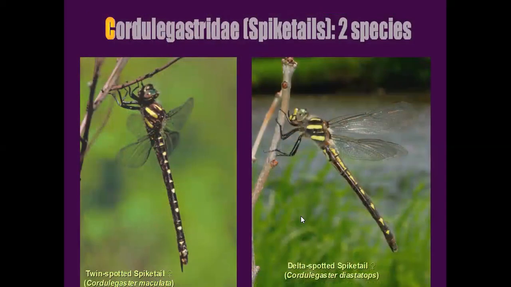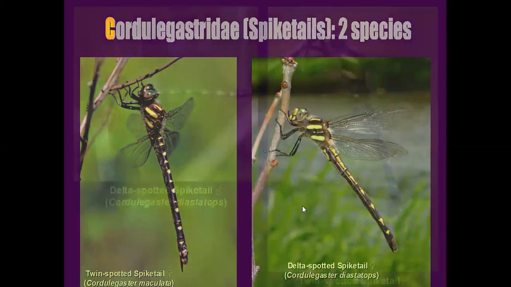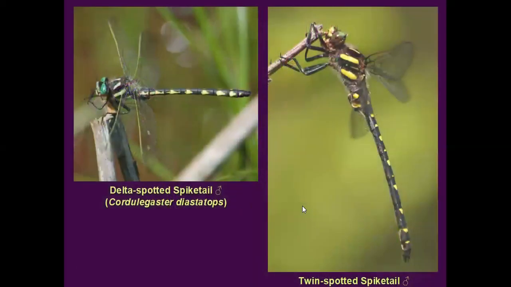A small group of dragonflies called the spiketails. The females have spikes on the end of their tail to jab their eggs into the mud. So here are 2 females of the 2 species of spiketails we have in New Brunswick, the twin-spotted and the delta-spotted. And the delta-spotted was photographed along the Renous River right here. And here are the males, which don't have a spiky tail.